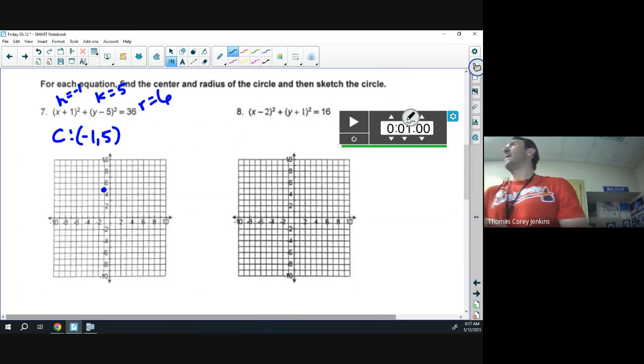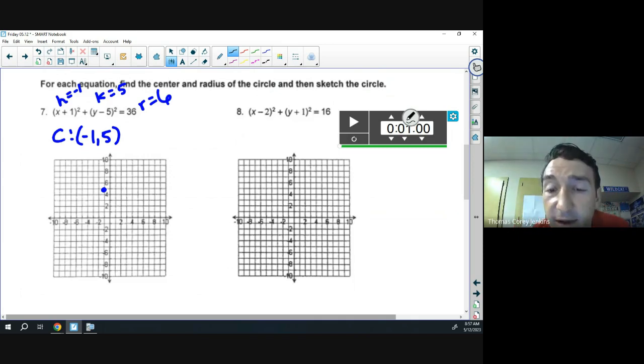That's where we can count units kind of one by one, right? So if I go to the right 5, I'm at 5, 5. If I go down 5, I'm at down 6. I'm at -1, -1. If I go left 6, I'm at -7, 5, and if I go up 6 from the center, I am at -1, 11. So just a hair off the graph there.